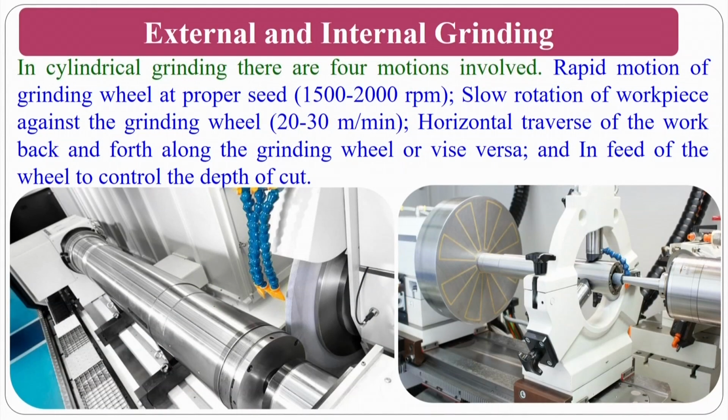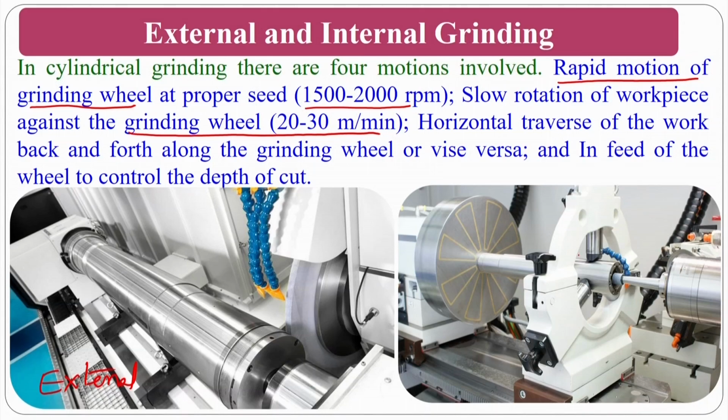Okay. Practically, how do you visualize? The previous slide shows the schematic ones. Now, I am going to show you practically how it looks. You can see the external cylindrical grinding, where 4 motions are involved, which is a rapid motion of the grinding wheel at proper speed. Normally, the speed will be like 1500 to 2000 rpm. Slow rotation of the workpiece against the grinding wheel. Normally, the workpiece will be rotated at very low rpm, and the horizontal transverse back and forth of the grinding wheel. These are the other motions.